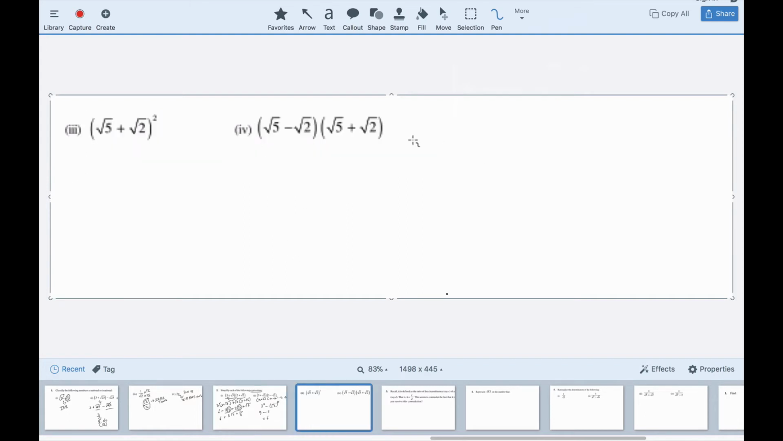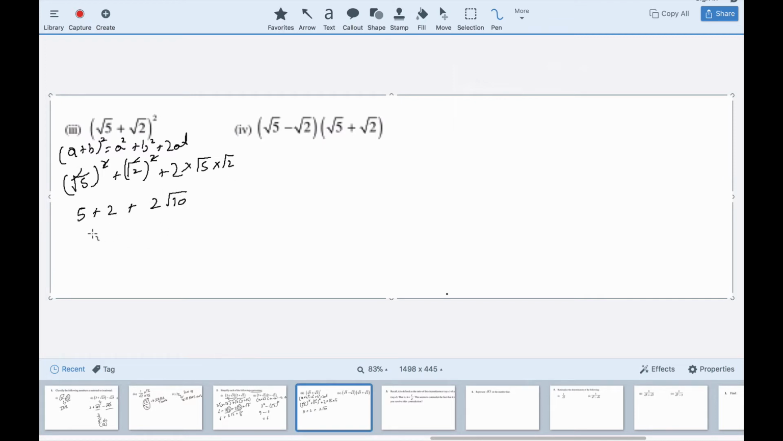Next part. Now this is again an identity, which is a plus b whole square, which gives me a square plus b square plus 2ab. So I get root 5 whole square plus root 2 whole square plus 2 into root 5 into root 2. Here square and root get cancelled, same here. So I'm left with 5 plus 2 plus 2 root 10. 5 plus 2 can be solved to 7, so it is 7 plus 2 root 10.